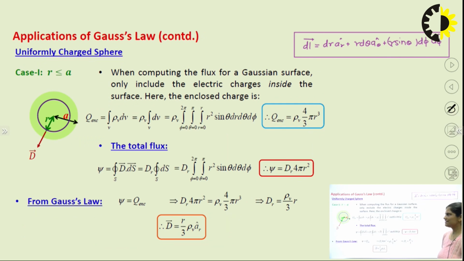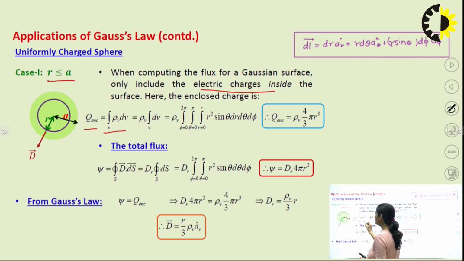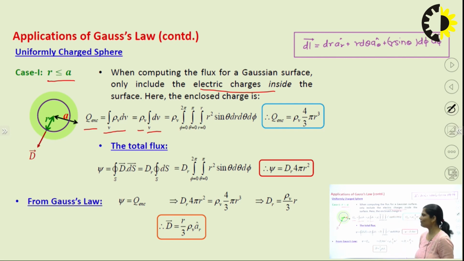Now the first case: r is less than or equal to a. When we are calculating flux for this Gaussian surface, only include electric charges inside this surface. Here the enclosed charge is represented by Q, and that is equal to what? The integral of rho V dV, and you can take rho V outside the integration, because rho V is constant for this Gaussian surface, and you have to take the integration of volume.